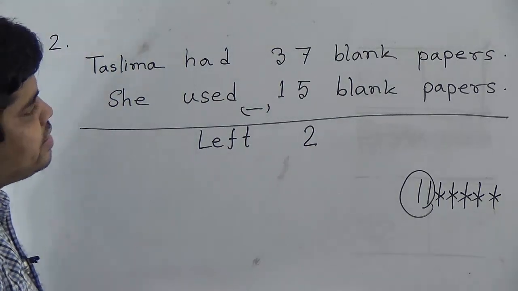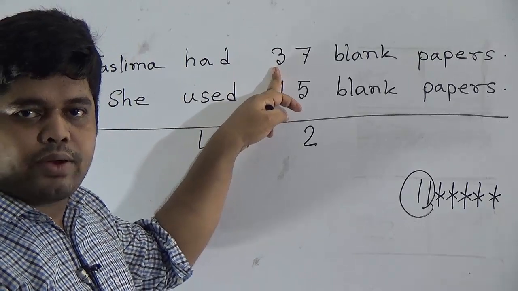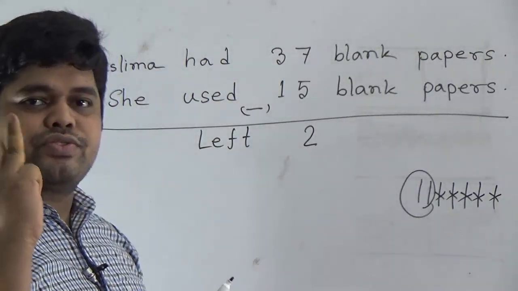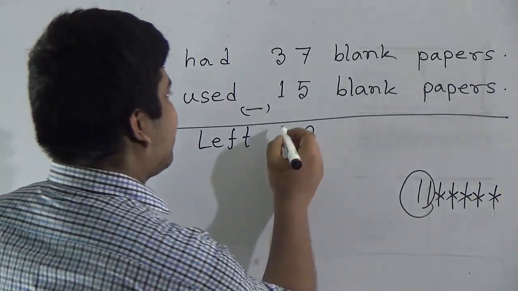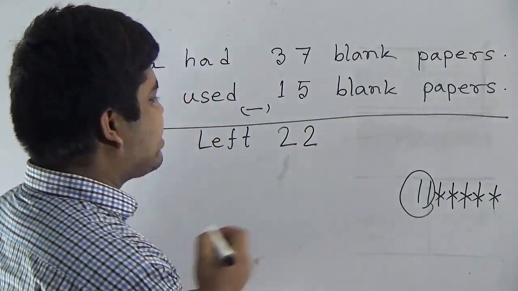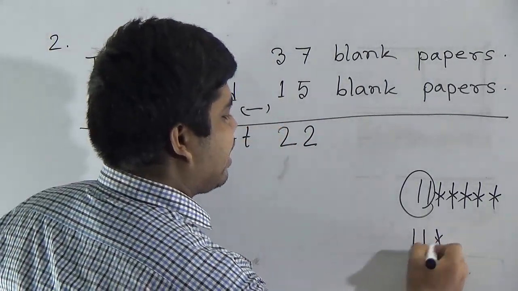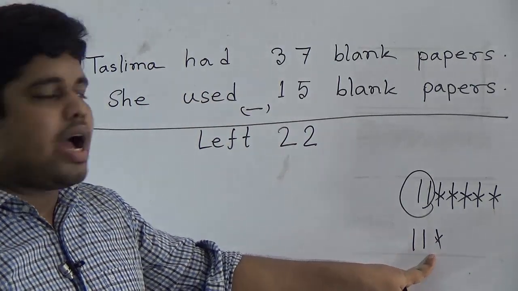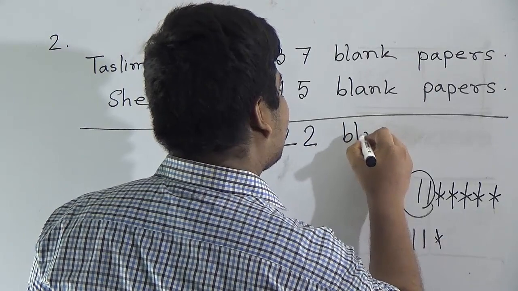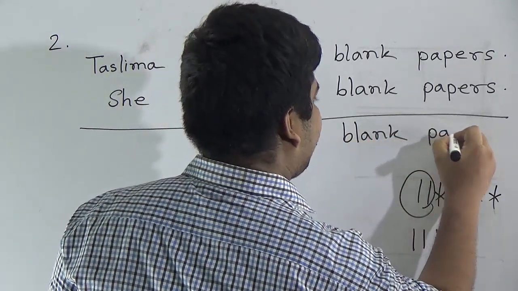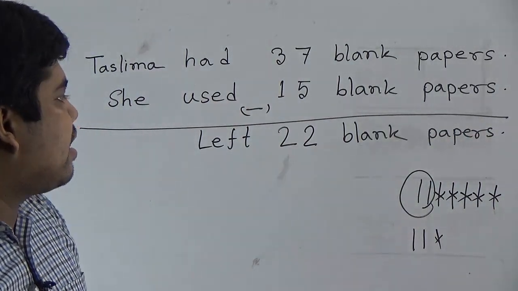My dear students, next we shall subtract 1 from 3. Suppose this is 3 fingers. Now 2 fingers. You can also subtract by drawing sticks: 1, 2, 3. Now we cut 1 and left 2. I hope you have understood. And left 22 blank papers. I hope you have understood and this is the answer.